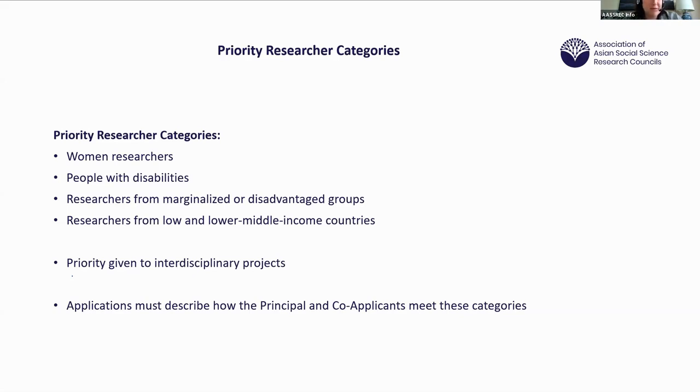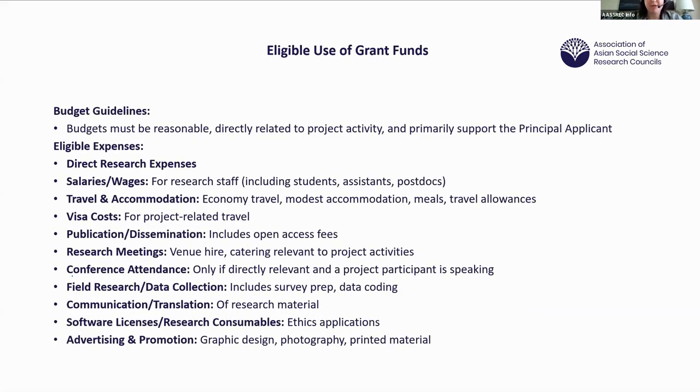We'll also give some priority to interdisciplinary projects, and applications need to describe how the principal applicant and the co-applicants meet these categories. So just a short description of how all of the project participants meet those categories is really helpful to the assessing committee.